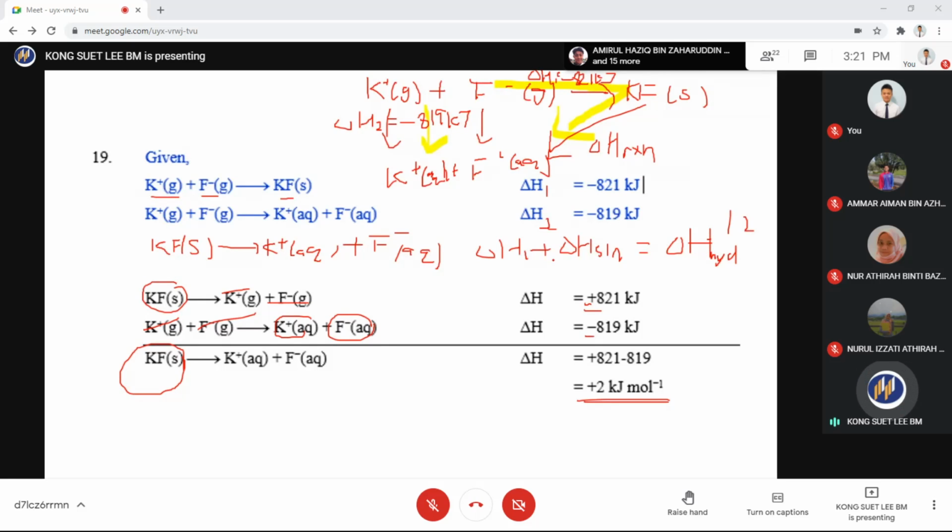Okay, sekarang enthalpy H1 ialah berapa? Negatif 821. Campur ini kita tak tahu. Yang ini kita tak tahu. Yang ini sama dengan negatif 819. Okay, madam sekarang tanya. Jadi enthalpy solution adakah sama dengan 2? Lepas tu pusing ke sebelah kanan.